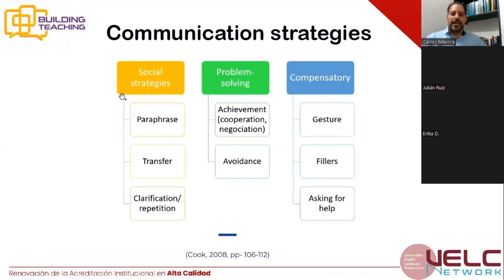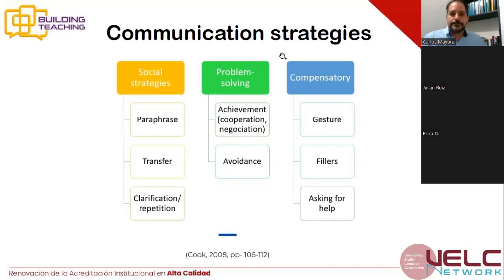So social strategies: collaboration with the person we are talking to or that is talking to us, how we paraphrase our message, how we transfer the information for them, or how we make sure that we are being followed, right? By explicitly asking, or even by a facial expression, we can tell if our interlocutor is understanding our message. Problem solving. So what do we do when there is a communicative problem, when we are not understood? How we cooperate or how we negotiate needs, or even sometimes how we avoid a topic or a phrase or a word that is difficult for us.